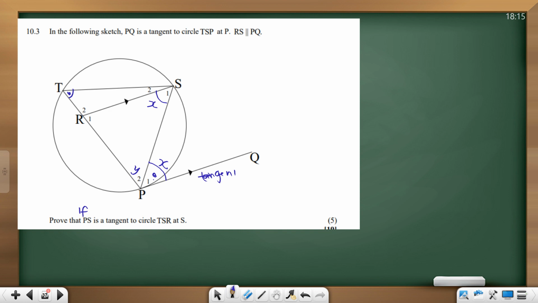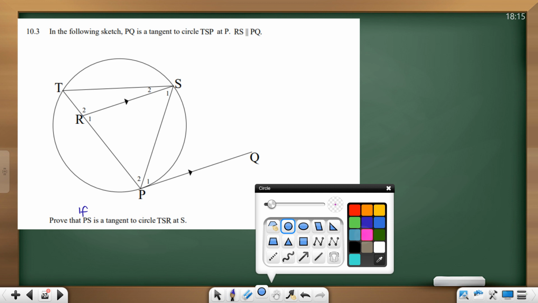We're proving that PS. SR? Not really, it's already a chord. Oh, sorry. We are proving that what? PS. I read the question; I was looking at PQ. Sorry, my mind went to PQ as a tangent. You also did that, right? My mind went straight to proving this one. Prove that PS is a tangent to a circle TSR.